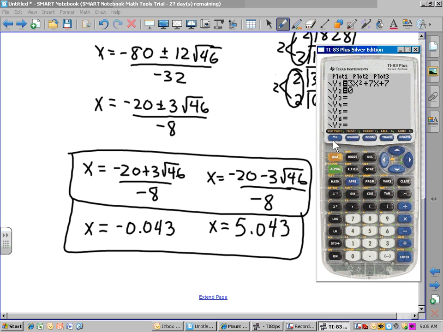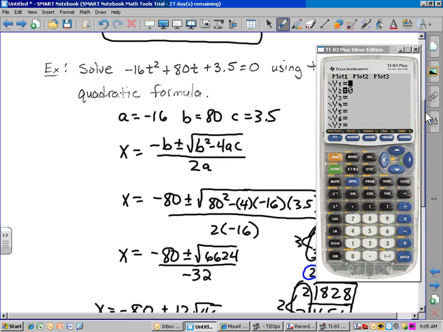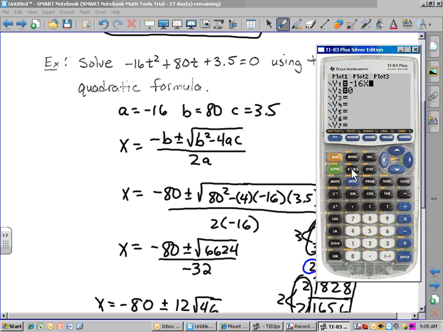If I go to y equals, I can graph this just like I graphed the other ones. I get negative 16x squared plus 80x plus 3.5. Start with a zoom 6. Okay, it's very steep. You see the parabola going up, peaking, and coming back down. If we make the window higher, say 100, I don't know if that's going to be high enough. It's very close. Let's go 150, that should be good enough. I'm also going to change the y min to negative 50. We'll see why in a second here.